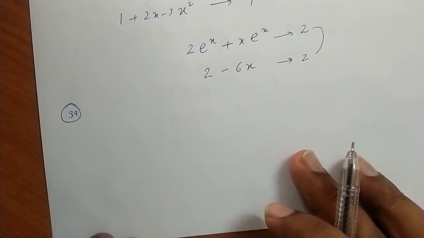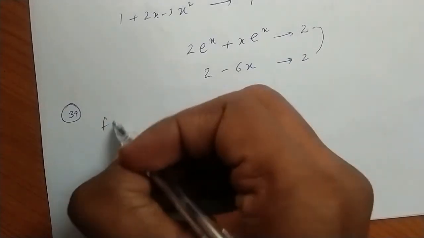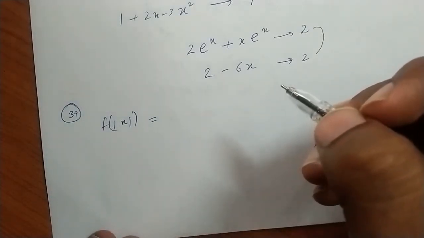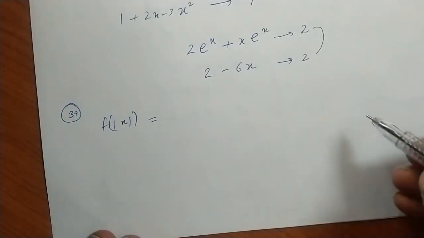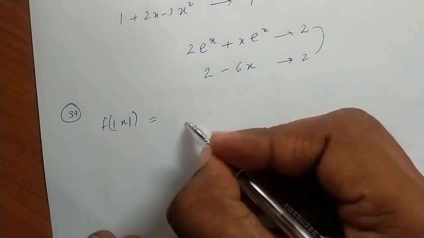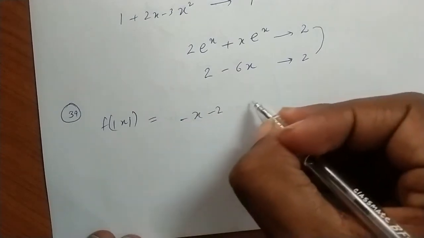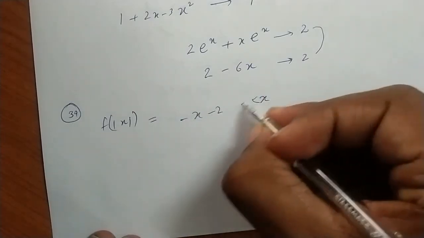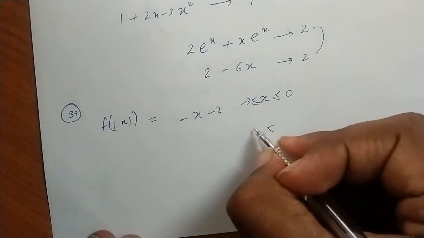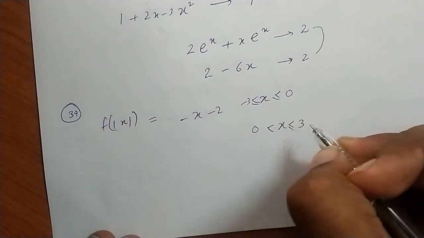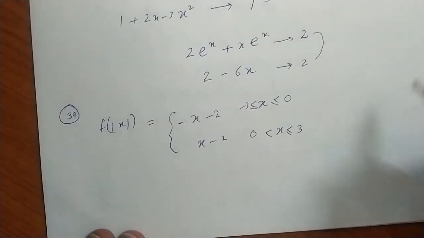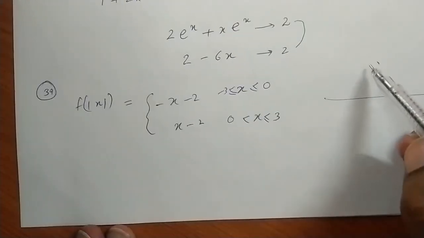So let's calculate f of mod x first. So f of mod x will be minus of x minus 2 when x is between minus 3 and 0. Okay, and when x is between 0 and 3, it will be x minus 2. This is clear. Now calculate f of mod x for those.